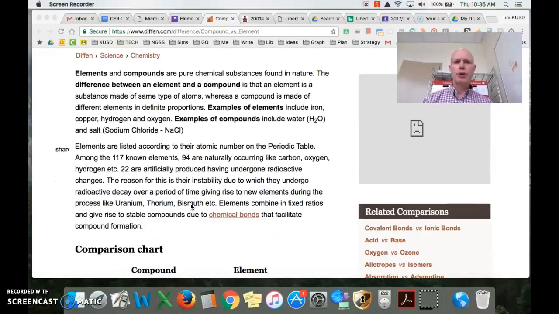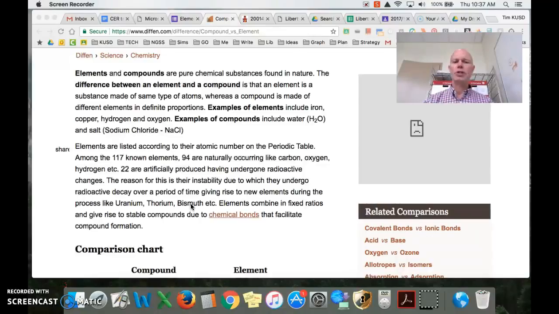Elements and compounds are pure chemical substances found in nature. The difference between an element and a compound is that an element is a substance made of the same type of atoms, whereas a compound is made of different atoms in different proportions. Examples of elements include iron, copper, hydrogen, and oxygen. Examples of compounds include water and salt, otherwise known as sodium chloride or NaCl.